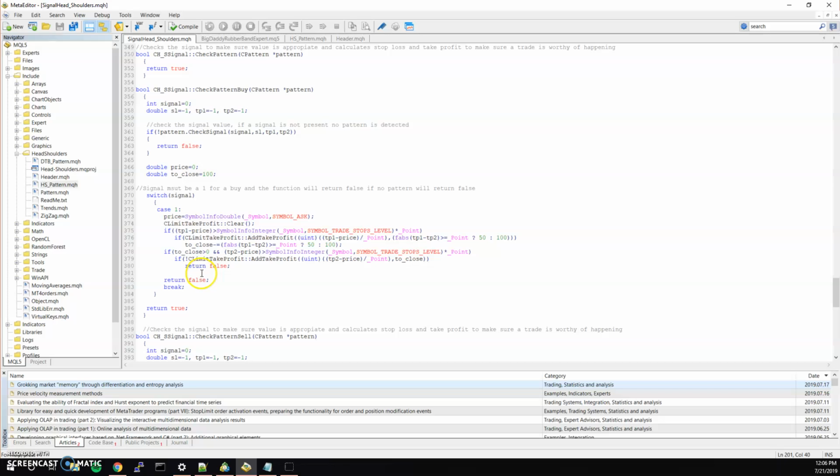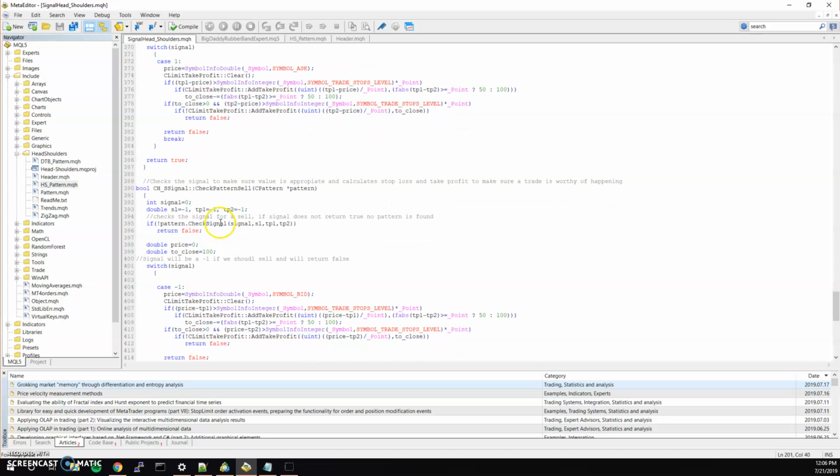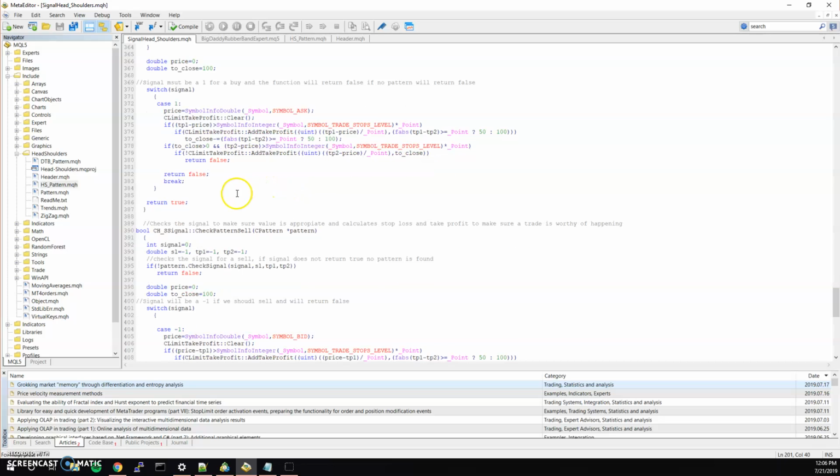If we do have a trade, we return false because that removes the pattern from our algorithm, so we don't keep processing the same thing over and over again. If we didn't find anything, we return true. The same thing happens with check pattern sell, except the signal returns a -1. But very, very similar. I just split them up to make them more readable for the next set of programmers who come in. But essentially, what this is doing is checking the signal. If we return a false, that means, hey, there's a pattern, but we're going to remove that pattern so it's not getting processed for later.